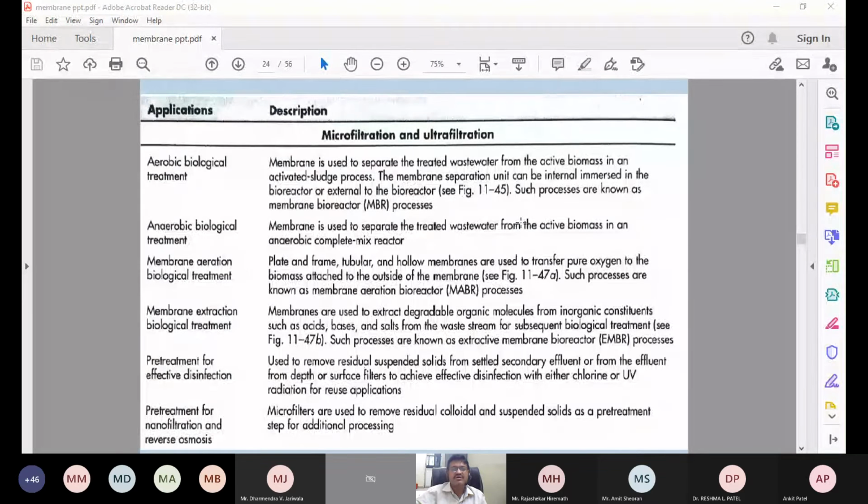In anaerobic biological treatment also, this membrane is used to separate the treated wastewater from the active biomass. That is the same thing. It acts as a sedimentation tank. Okay. In anaerobic treatment also, it is acting as a sedimentation tank. What is the function of a sedimentation tank? Sedimentation tank removes the biomass from the treated wastewater. So this is also doing the same purpose, microfiltration, ultrafiltration.